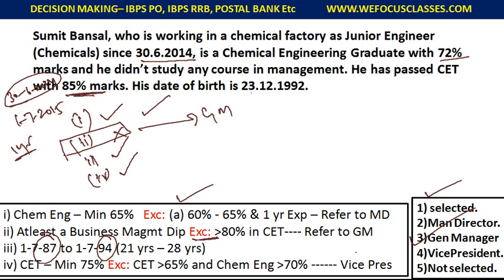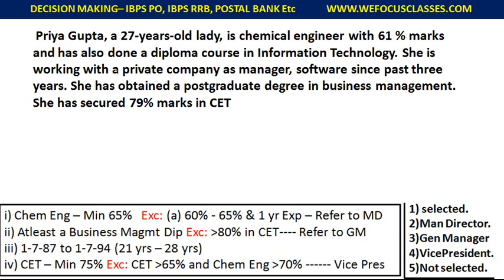Now go through the next problem. Priya Gupta, a 27 years old lady. So we have to take first, second, third, fourth conditions, friends. Priya Gupta, a 27 years old lady, is a chemical engineer with 61% marks and has also done a diploma course in information technology. She is working with a private company as manager software since past 3 years. She has obtained a postgraduate degree in business management.